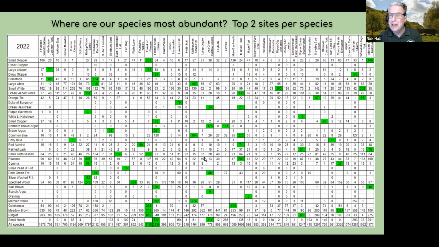But what it's showing you is the top two, the highest counts for each species across all our transects. The reason I show this is it's interesting because it is just scattered all over. So almost every transect has one species which is in the top two, which I find staggering, really, that we've managed to get a really good cover of all our species.